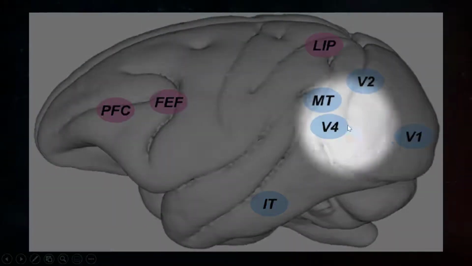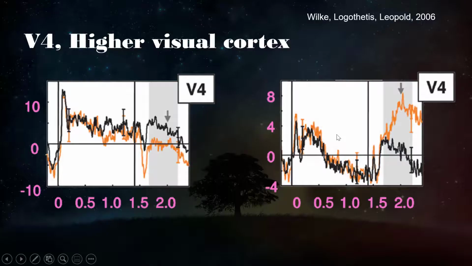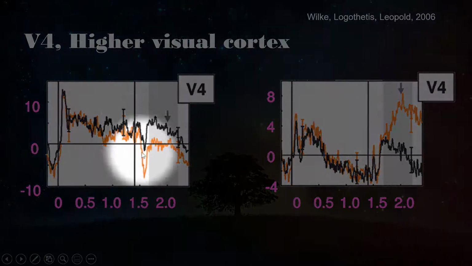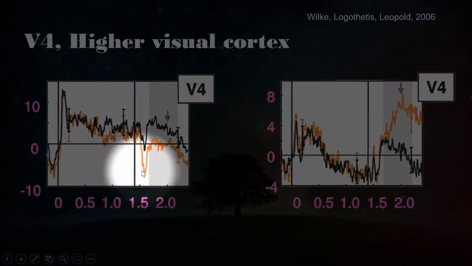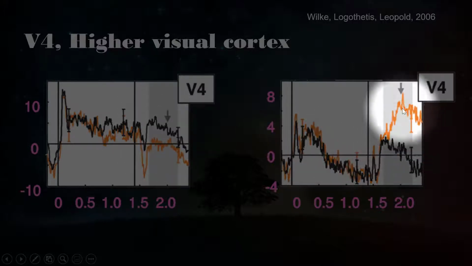But now, as we move up to V4, third step in the visual processing hierarchy, we can see that a pretty dramatic difference occurs. So here, when we're looking at V4, we suddenly see that in the invisible situation shown in orange versus the visible situation shown in black, there's a big difference in the firing rate of the neurons.